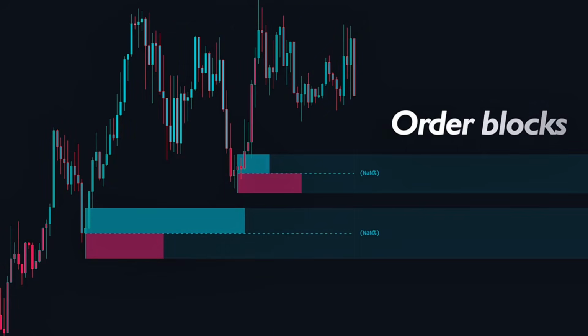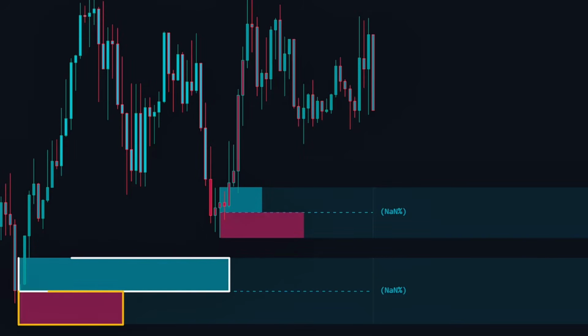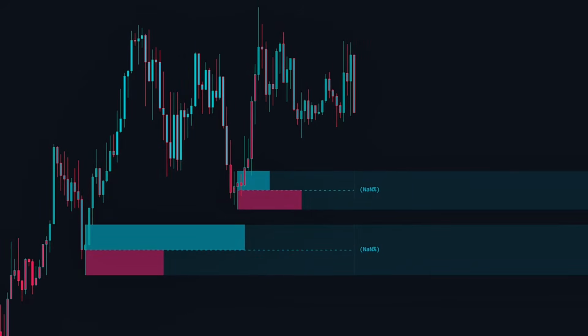Next, we've got order blocks with volumetric data. And this one is powerful. Not only does it show you where buyers or sellers stepped in aggressively, but it also shows you how strong they were with real-time volume info. So you know whether that zone is worth trusting or not.